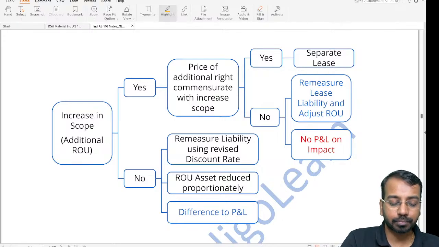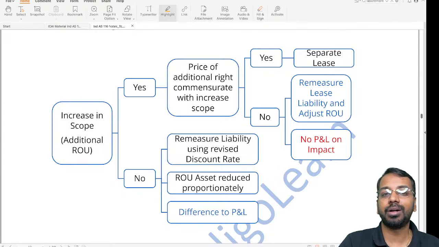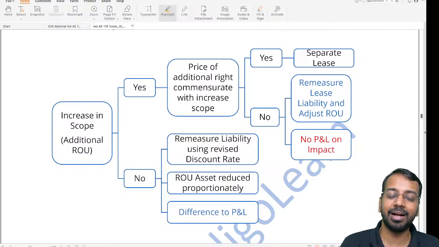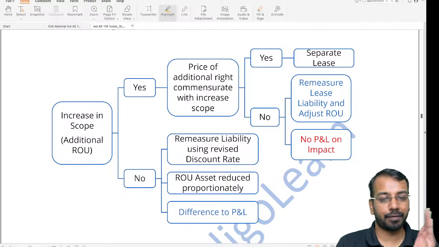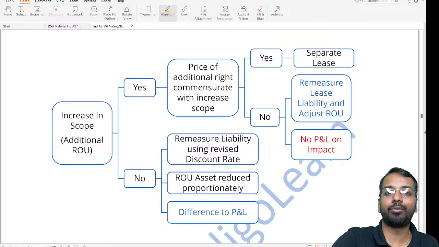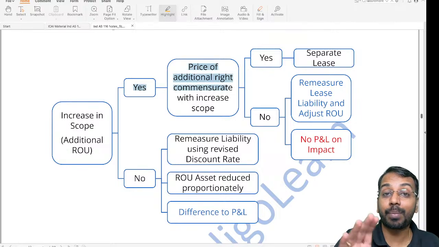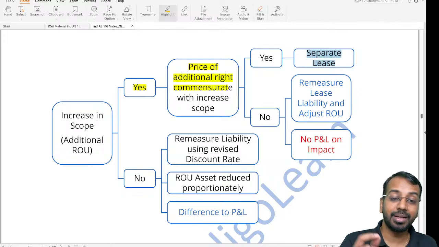Sometimes the owner may say, for two floors whoever takes I give 5% discount. So that is also a price which is commensurate with the scope. So if I get some discount which is generally prevailing in the market for taking a larger area, that also is called price is commensurate with the increase in scope. Now, first you have to check whether there is an increase in scope. If the answer is yes, which also means that if it is a reduction in scope, this accounting will not apply. We will use the accounting here. If there is an increase in scope and price is commensurate, then it is a separate lease. No problem at all. It is a separate lease.